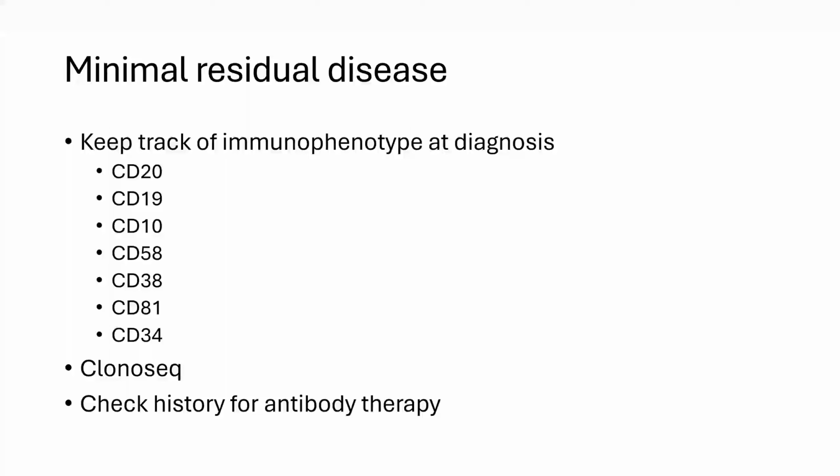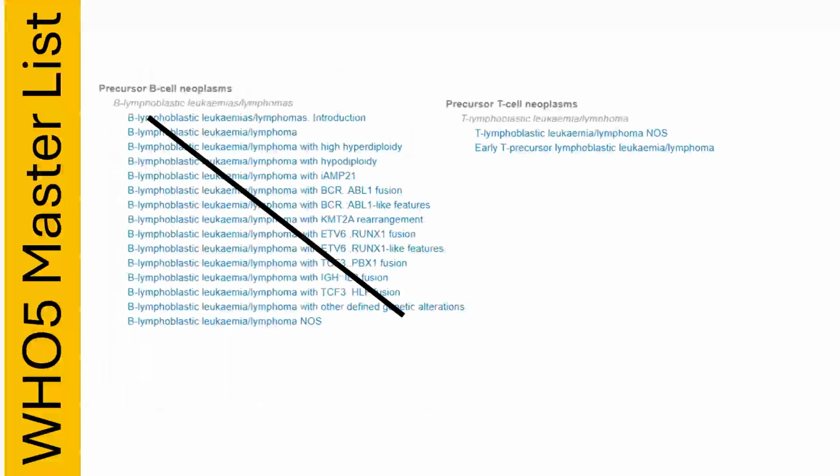It's also important to check the history for any sort of monoclonal antibody therapy. So if the patient is treated with an anti-CD20 antibody or anti-CD19 therapy, then normal precursors or minimal residual disease candidates may lack those specific markers. So that's our survey of the precursor B cell neoplasms.